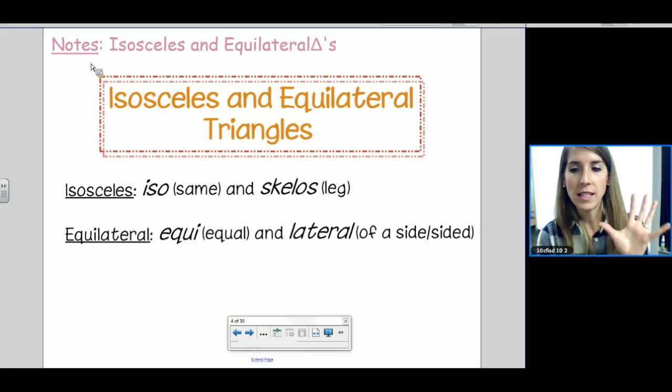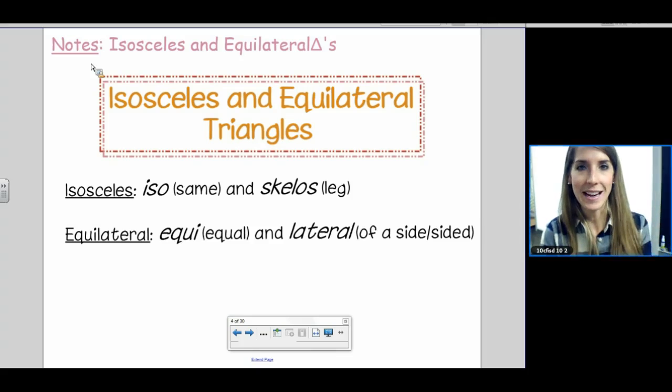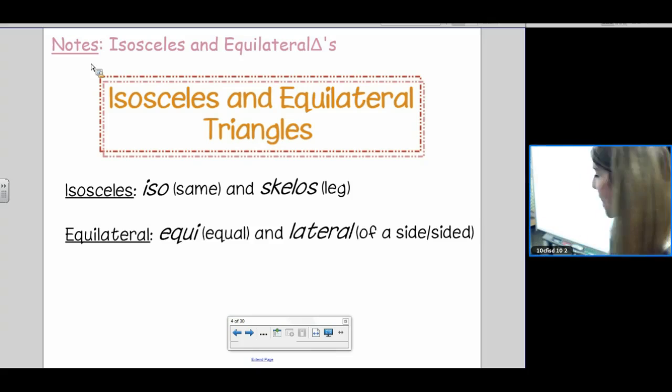Equilateral, we've already talked about this. Equa, of course, implies equal, and then lateral means of a side, or sided, so equal sided. So these are the two triangles that we're going to look at closer today.